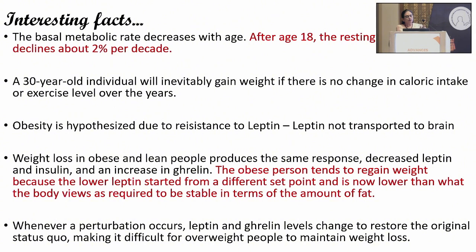So a 30-year-old, man or woman, will inevitably gain weight if there is no change in calorie or exercise level. Even if he does the same thing, he is going to gain weight. And obesity is hypothesized as resistance to leptin. So leptin has the key role.